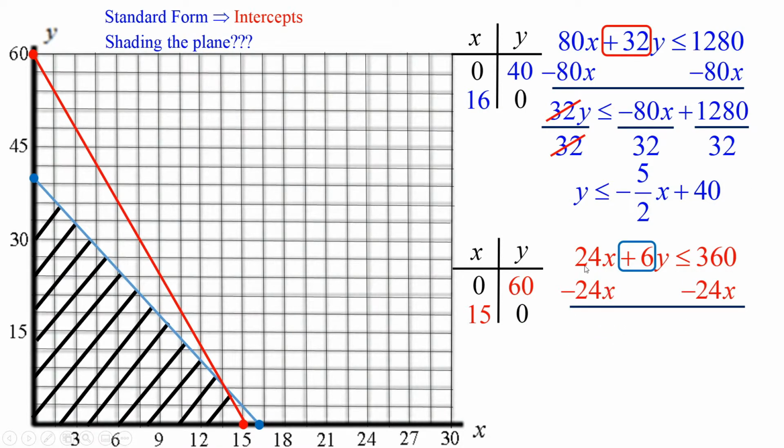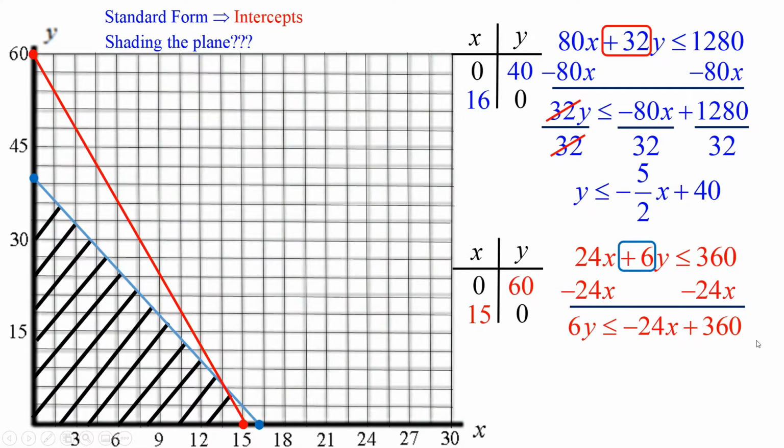So we're going to get rid of the 24x's on the left. Minus 24x, minus 24x. And that will not affect the inequality. 24x minus 24x is gone, and we're left with 6y is, and again, we cannot combine those, so let's write this negative 24x plus 360.